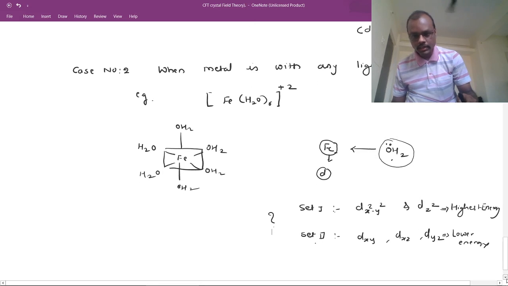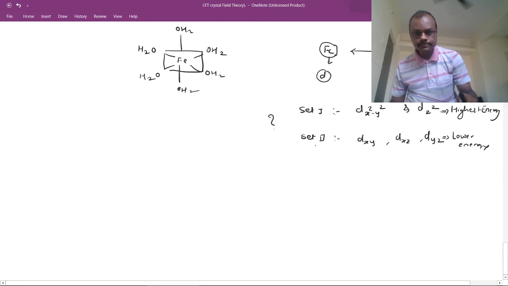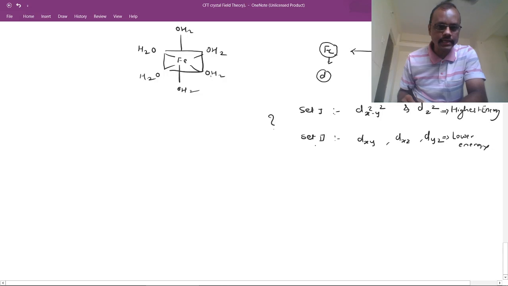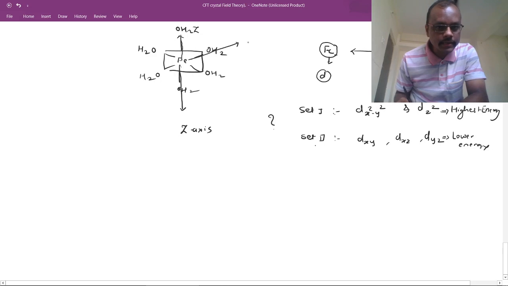So now if I consider this ligand, this is my z axis, this is my x axis, and this is my y axis.